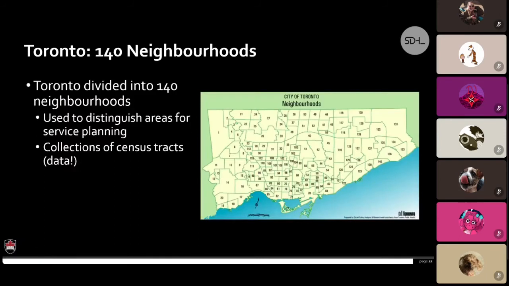So, Toronto here is administratively divided into 140 neighborhoods. These are used by the city to plan services and to create neighborhood profiles. You'll see that some of them are a little oddly shaped. It's because the city of Toronto doesn't actually design the neighborhood boundaries themselves. They're aggregations of census tracts that are designed by Statistics Canada. So you'll see that they're not necessarily very clean either. Next slide, please.